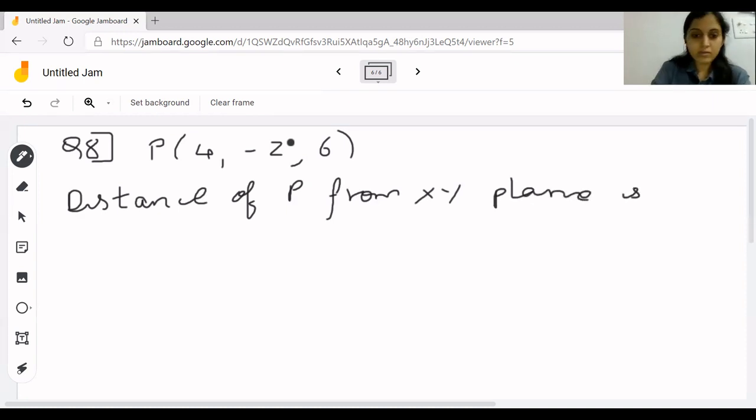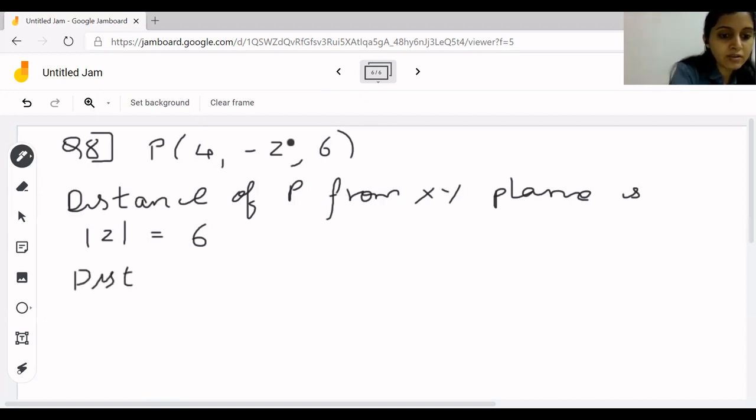Modulus of z, that is 6 units. Then the yz plane will be modulus of x, that is 4, and the zx plane will be modulus of y, that is 2. Now the distance of P from the x-axis.